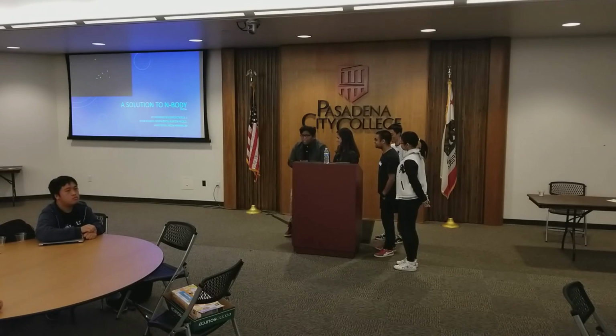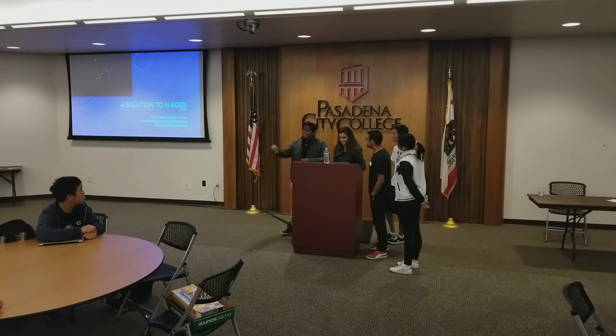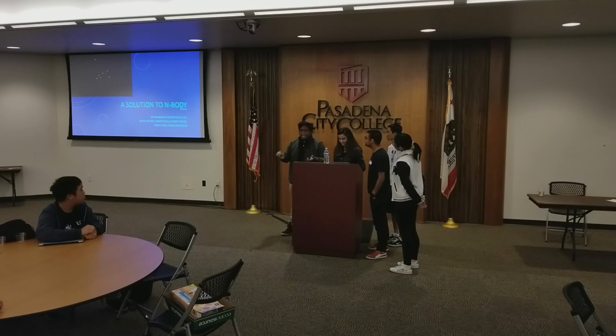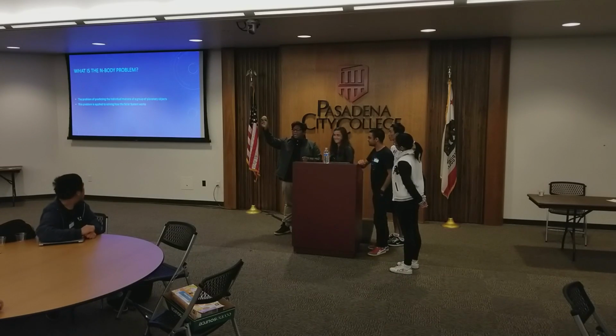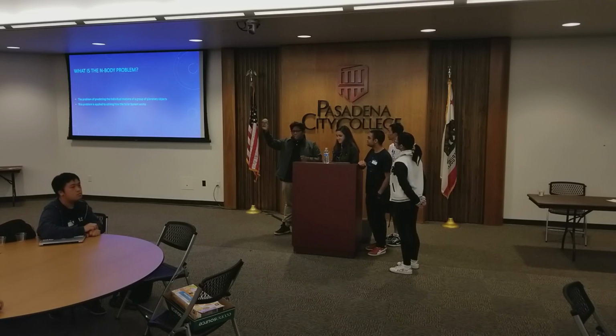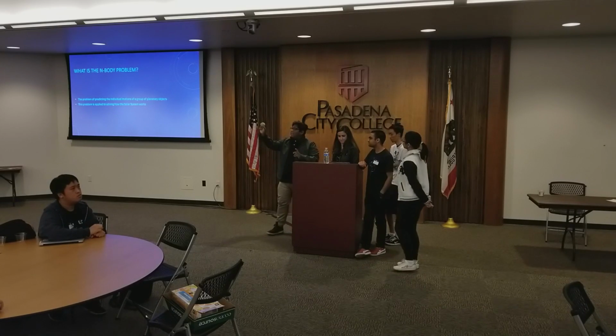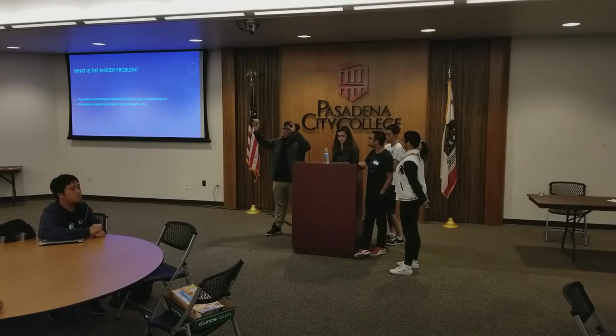Hi there. Our project aimed to solve the NBody problem. If you don't know what that is, the NBody problem is basically like, let's say you generate a planetary body, like a moon, planet, etc. And you have another one. How are these going to move according to each other's mass and according to their distance?